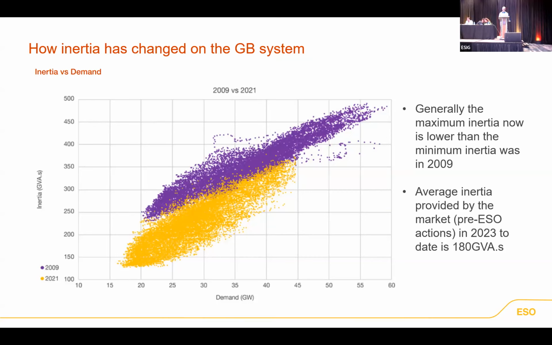So the average inertia that the market provides us is around 180 GVA seconds. I know there was an international debate on what the measurement of inertia is. We use GVA seconds. It's just a number. So the average is 180. We have a minimum currently of 140 GVA seconds on the network, and we're trying to drive that down to 100 GVA seconds so we can manage a stable network.